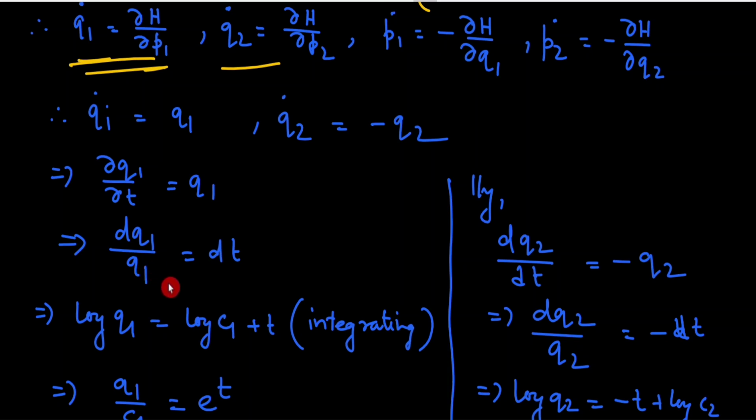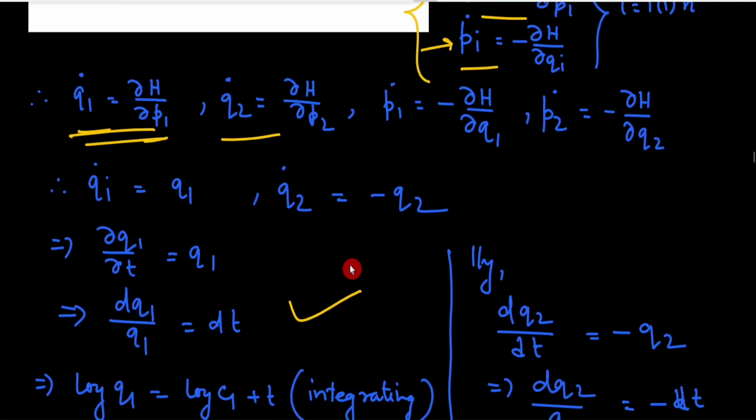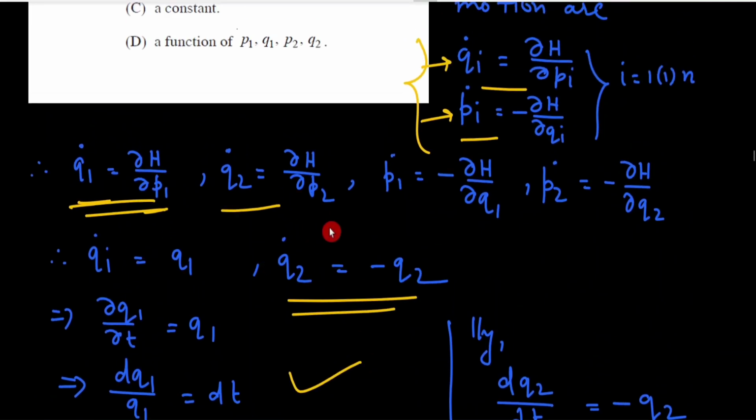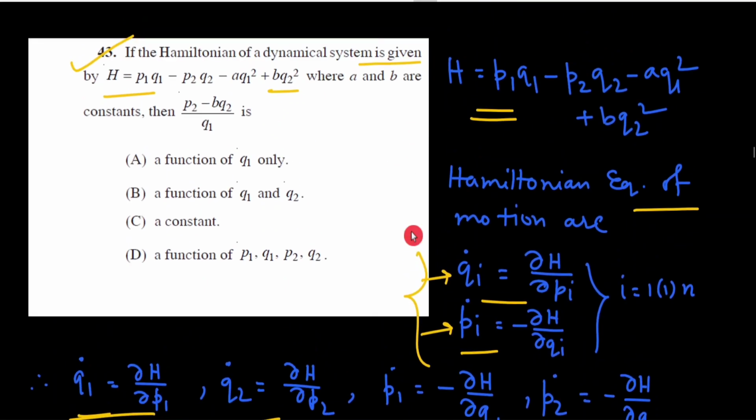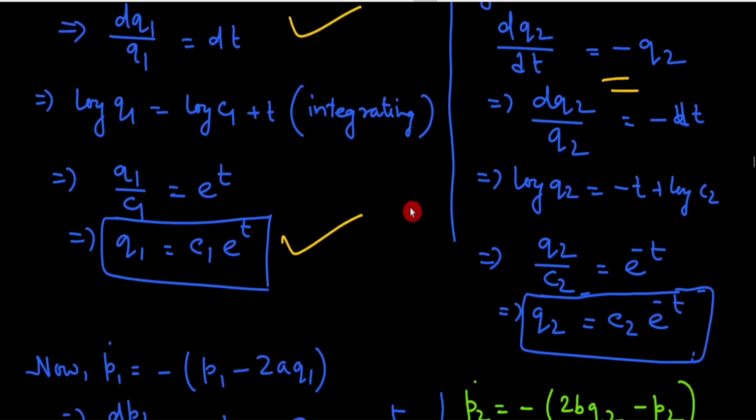So dq1 by q1 equal to dt, and if we solve it, then we get q1 equal to c1 e to the power t. Simply. Similarly, q2 dot equal to minus q2, since q2 dot equal to del H by del p2, and from this H we get del H by del p2, and so put it here, dq2 by dt equal to minus q2, and solving it, this is a simple differential equation. If we solve this, then we get q2 equal to c2 e to the power minus t.